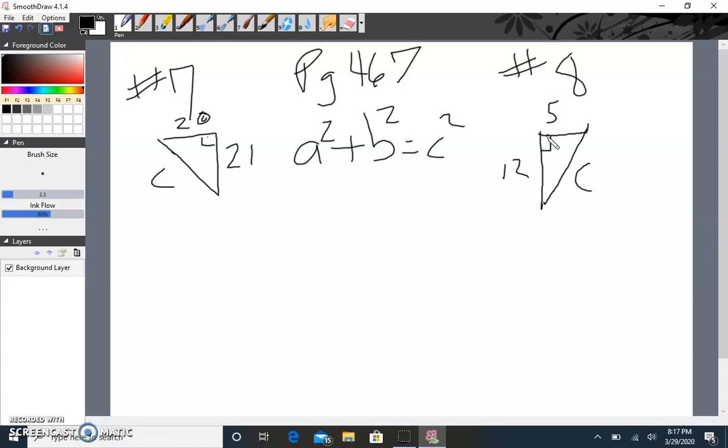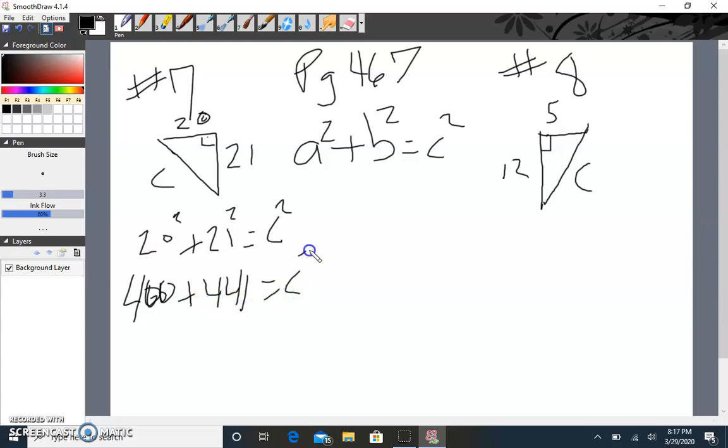So you work this out. You go 20 squared plus 21 squared equals c squared. Now, 20 squared is 400. 21 squared is 441, and that equals c squared. Add these two together and we get 841 equals c squared.